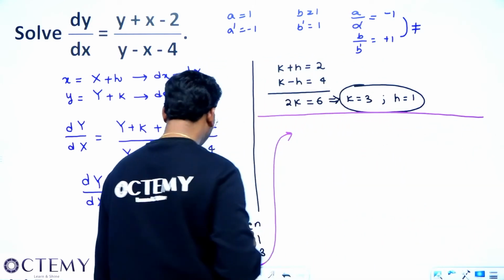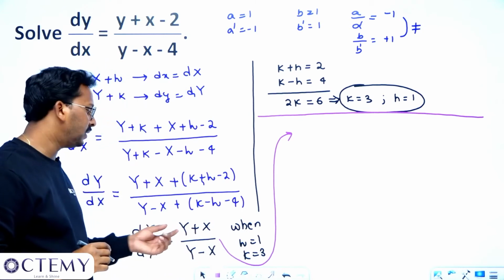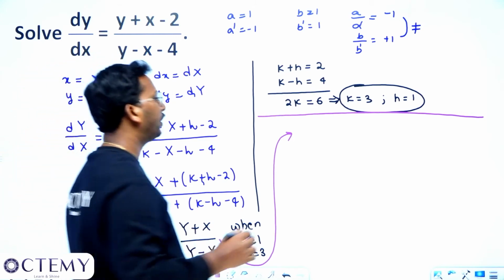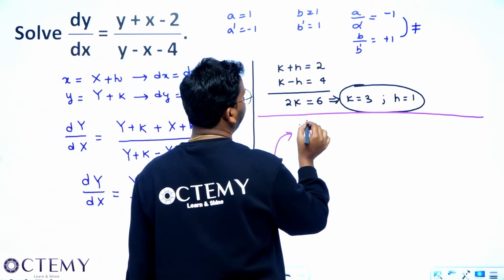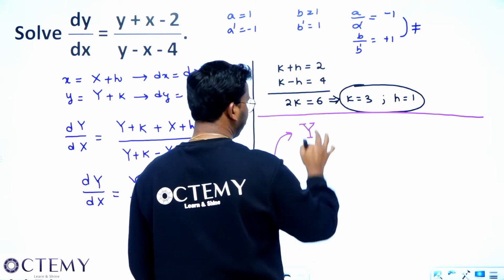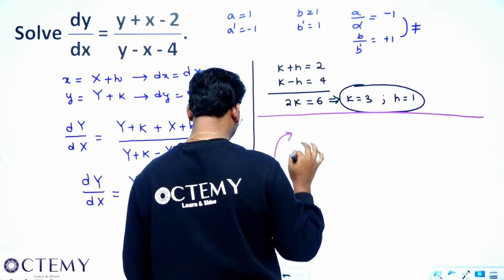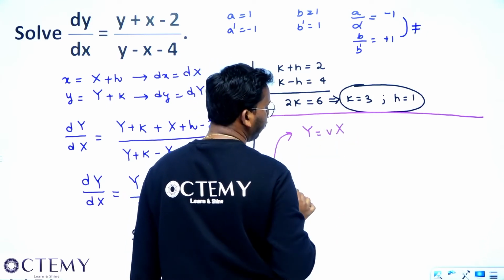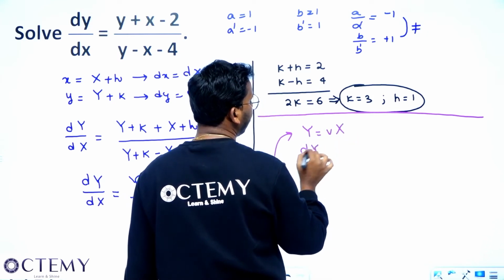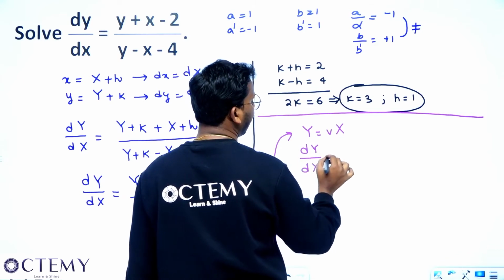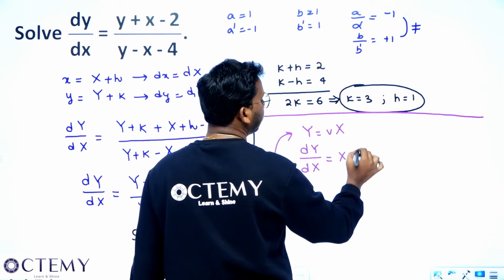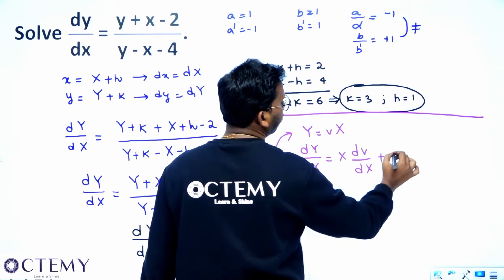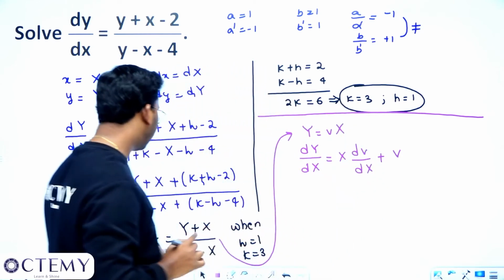This is homogeneous now. Now this has become homogeneous. So you can put either y is equal to vx or x is equal to vy, whichever you like. Let me put capital Y is equal to vX, with capitals only, sir. I am writing capital carefully. Then what will you get? You will get dY/dX is equal to X dv/dX plus v, right?